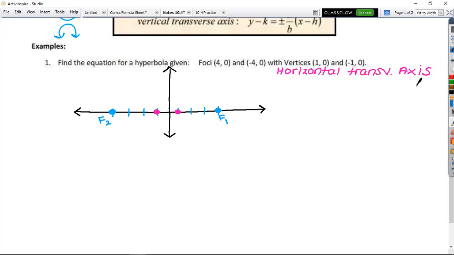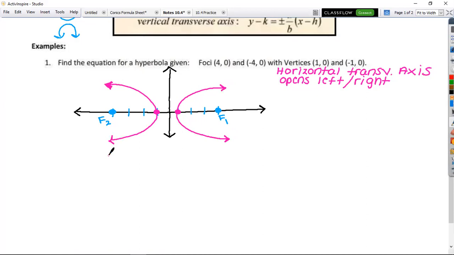So now you're going to draw these. If we have a horizontal transverse axis, that means that these are going to open left and right. So opens left and right. So there's all your detail. All right, so you're going to sketch it like this, and up like this, and like that.